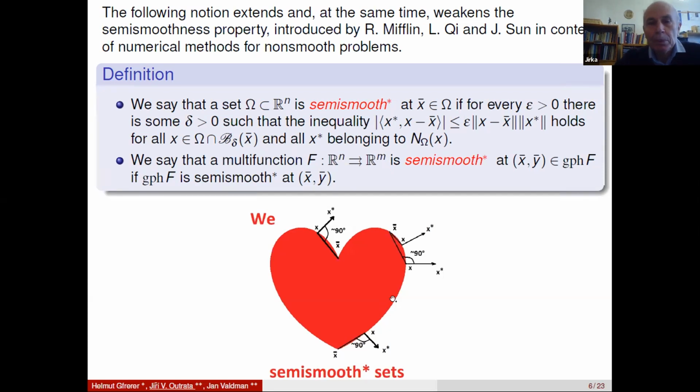And here we have a simple geometrical illustration. So assume, for instance, that our point here is x bar. We approach this point x bar on the boundary of this set and see that this angle between this line and this line approaches the right angle. And this is in fact the essence of the semismoothness star property. And of course, I would like to convince you that the same holds also in this, say, kink point. And so actually the class of semismooth star sets is rather broad.